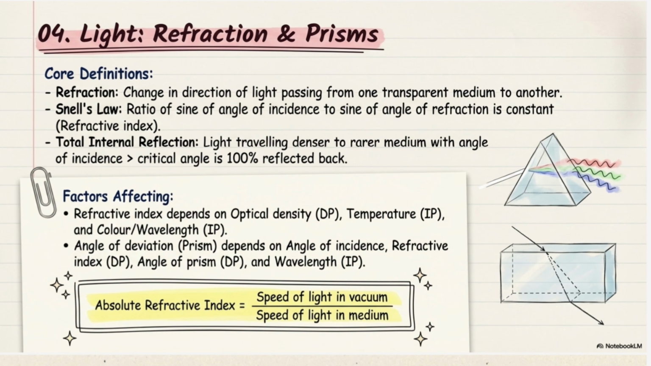Now let's understand total internal reflection. Total internal reflection occurs when light travels from a denser medium to a rarer medium and the angle of incidence becomes greater than the critical angle. When this happens, light is completely reflected back into the denser medium. Total internal reflection is used in optical fibers and prisms.